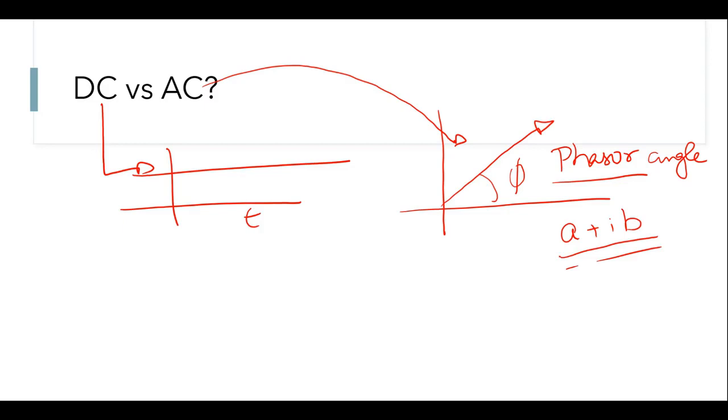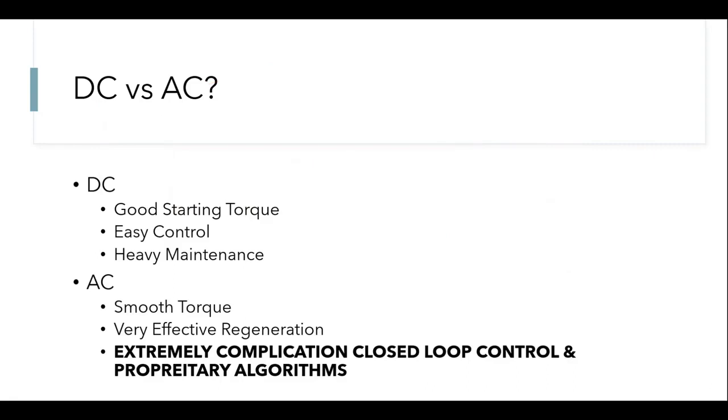Now, I'm not telling you these things to scare you technically, but just to make a basic point that alternating current is difficult to understand, visualize, and also difficult to control. And this means that when we talk about the advantages of using a DC motor versus an AC motor, a DC motor has really good starting torque. It's very easy to control and maintain.